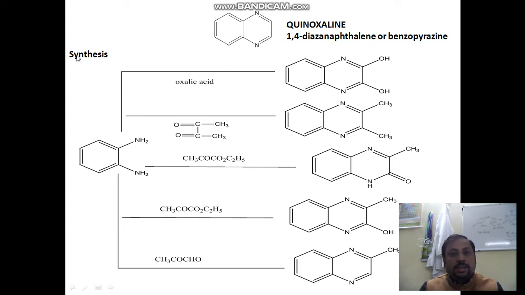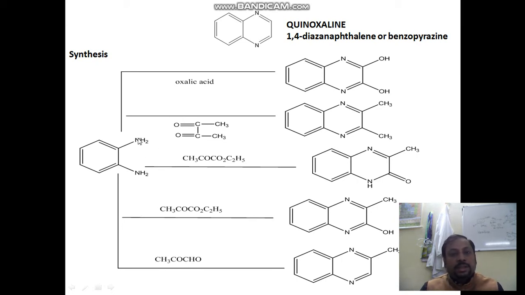Let us see the synthesis, how it can be synthesized. Although a lot of methods are available in the literature to synthesize such molecules, I am listing a few very common methods which are widely used in the laboratories and the industrial process to synthesize this quinoxaline. It is a part of various drug molecules, so it's very important from the drug point of view.